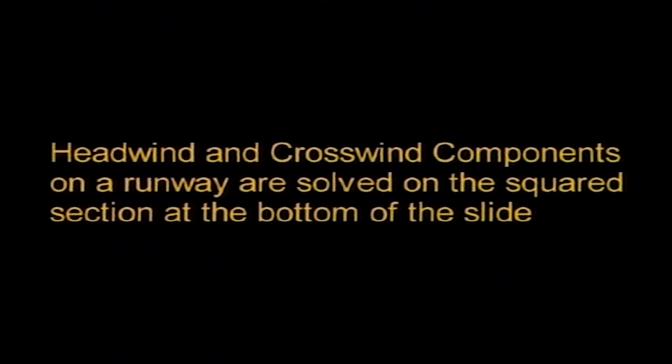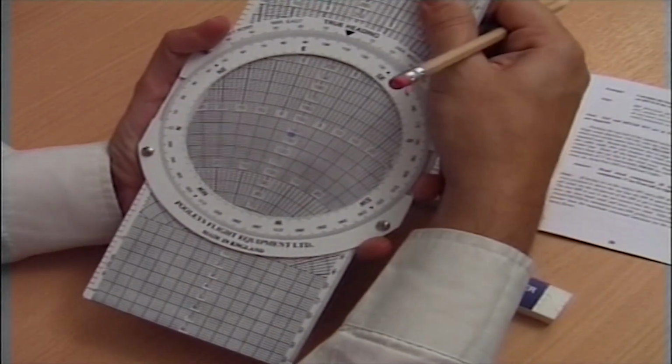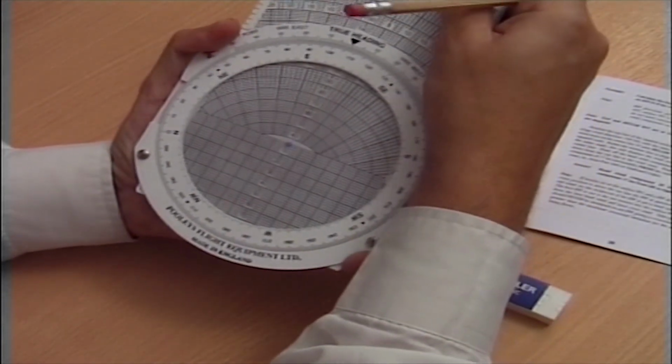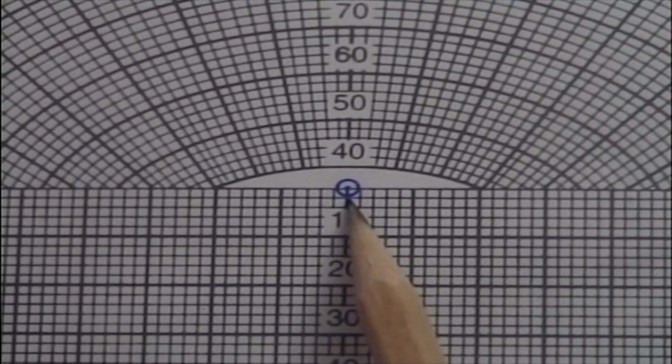Headwind and crosswind components on a runway are solved on the squared section at the bottom of the slide. For example, calculate headwind and crosswind components on runway 19 with a surface wind of 150, 25 knots. First of all, move the slide to position the top line of the squared section through the centre dot.